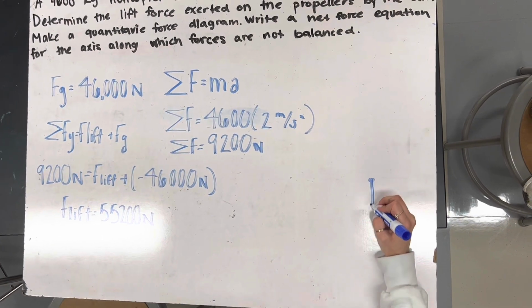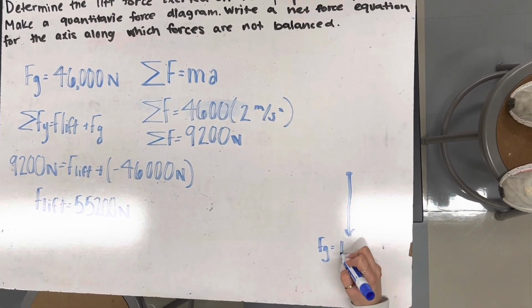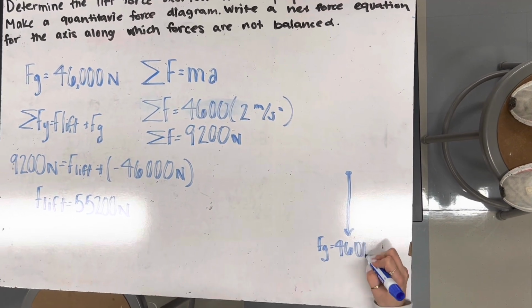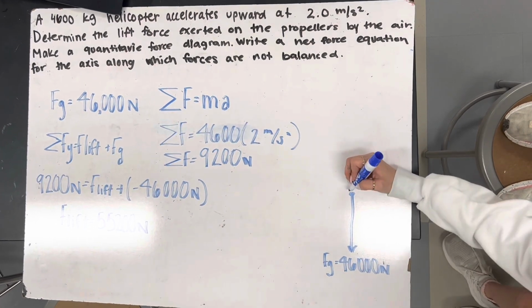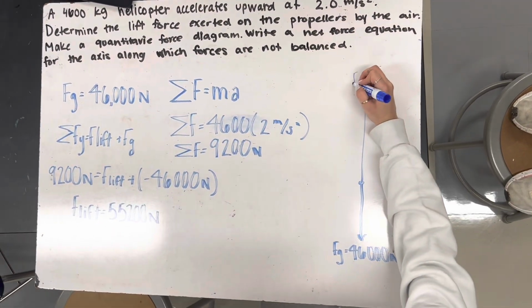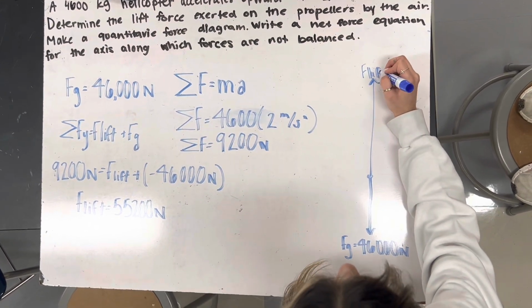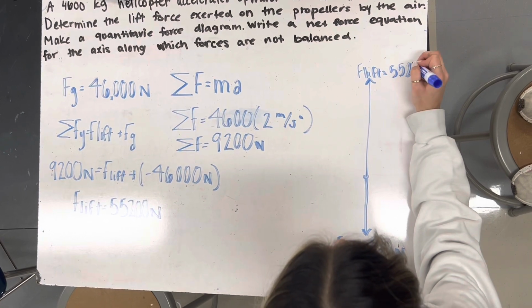Next, we will draw a force diagram. The first value we are drawing is the gravitational force of 46,000 newtons. We will draw a longer arrow for the force value of the lift because it is 55,200 newtons, which is greater than 46,000 newtons. This is an example of an unbalanced force, which is why the helicopter is rising.